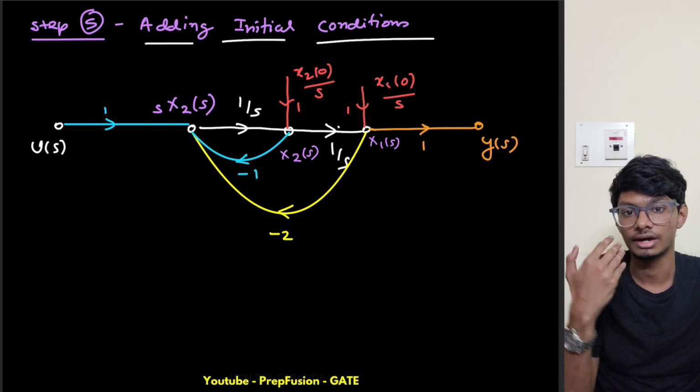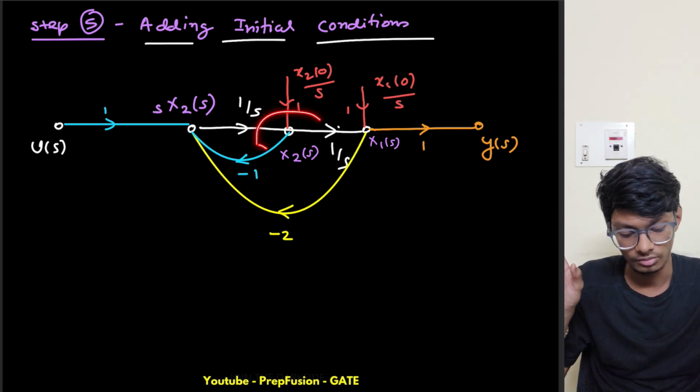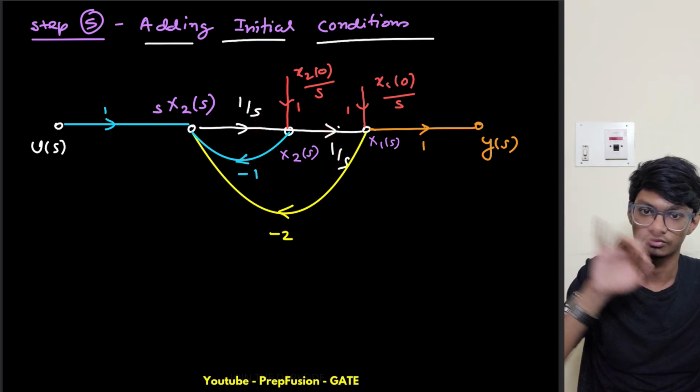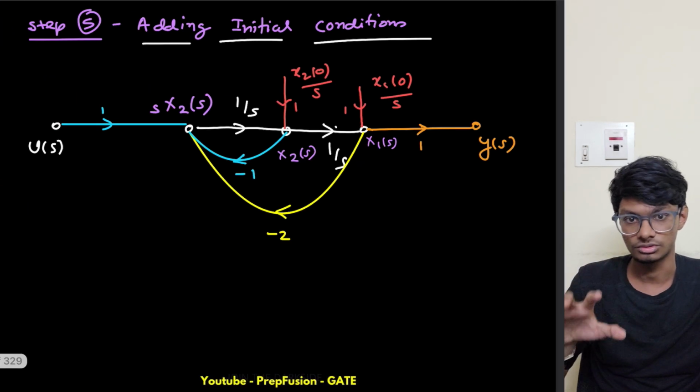Why are we adding the initial conditions? Due to the Laplace domain, they will be added with the state variables themselves. That also we understood in method 1. So this you have to remember. Obviously there is no concept here, this you have to remember.